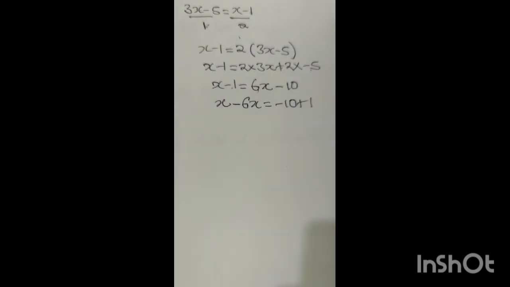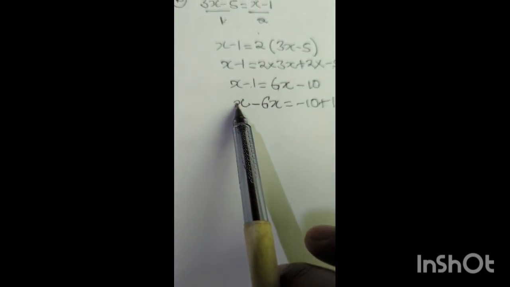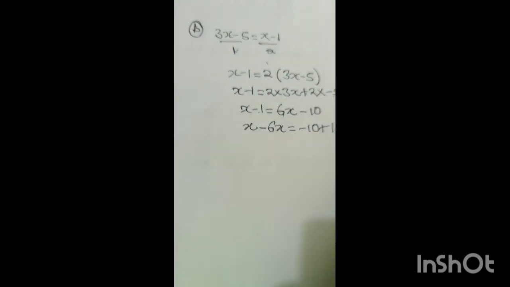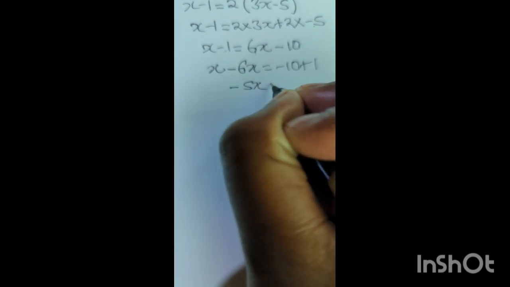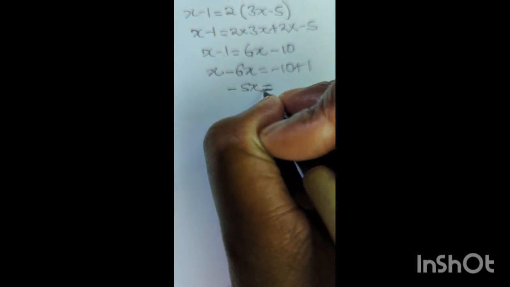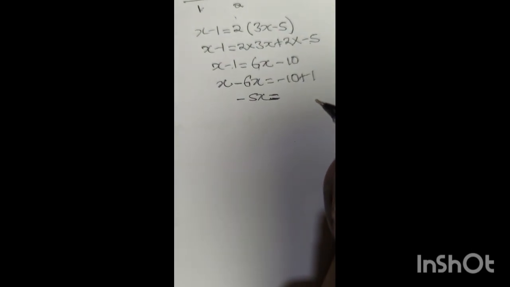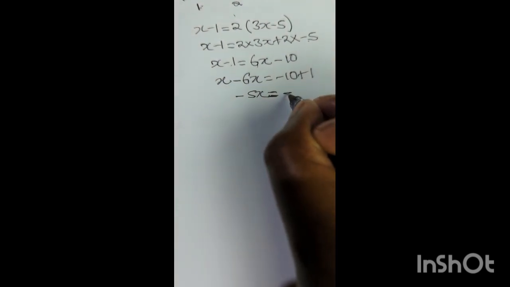Here you're just going to deal with what? They have the same variable, so you're just dealing with the coefficients. Here, if there's no number written, meaning it's 1. So what is 1 minus 6? That is going to give us negative 5x equals negative 10 plus 1. So different signs for integers. When you have different signs, you're going to do what? Subtract and get the sign of the bigger number. So the bigger number is 10 and it's negative, meaning our final answer will be negative.